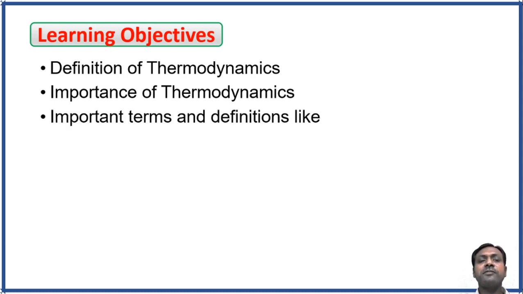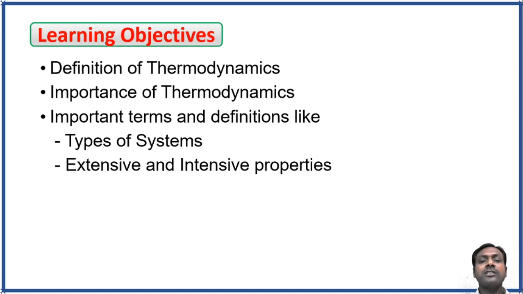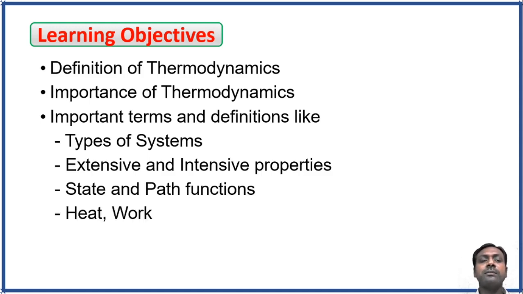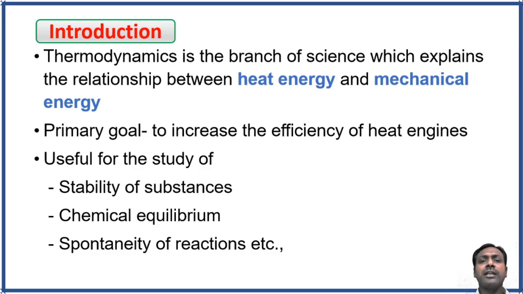important terms and definitions like types of systems, so what are the various types of systems present, and what are extensive and intensive properties, what are state and path functions, what are the examples for them, what is heat, what is the concept of work, and what are the various types of processes involved in thermodynamics like adiabatic process, isothermal process, cyclic process, etc. Now we will go to the introduction part.